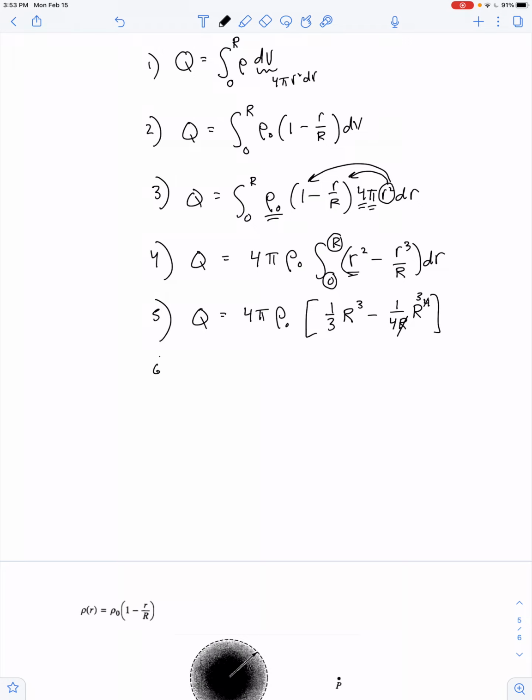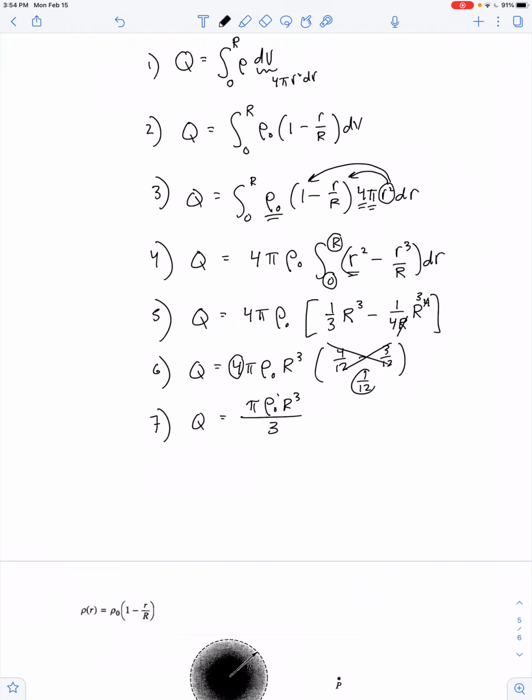So Q is equal to 4 pi rho naught R cubed times 1/3 minus 1/4. Well, let's get a common denominator there. 1/3 is the same as 4/12. 1/4 is 3/12. Okay, so that's the same thing as just 1/12, but then there's this 4 and the 1/12, so 4/12 again is 1/3. So, a lot of steps on this one, huh? Q is equal to pi rho naught R cubed divided by 3.